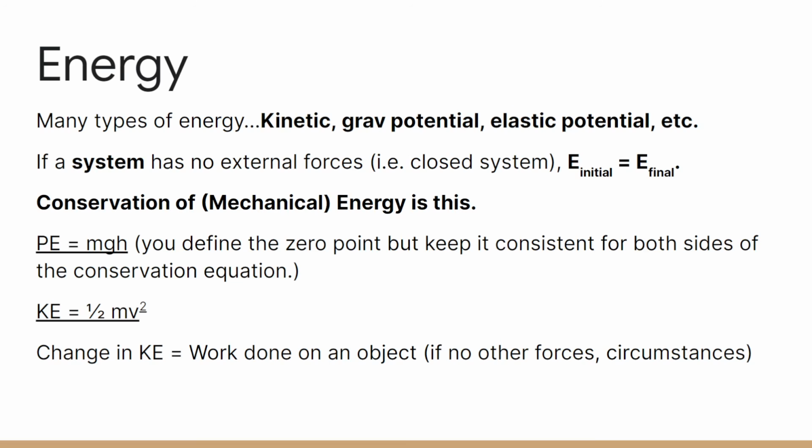Something else to know: kinetic energy, as we've learned, is 1/2 mv squared, 1/2 times the mass times the velocity squared. And it's important to note that the change in kinetic energy is the work done on an object. If there are no other forces or special circumstances, if we're just looking at a simple case, then yes, the change in kinetic energy can be attributed to work done by a force on an object in a system.